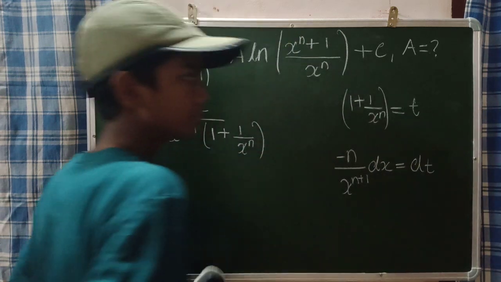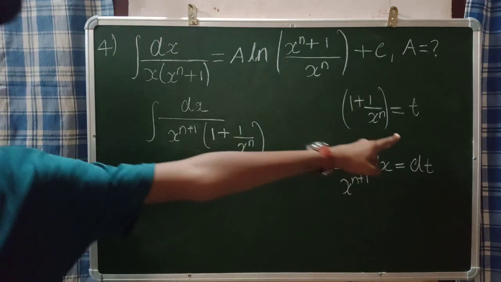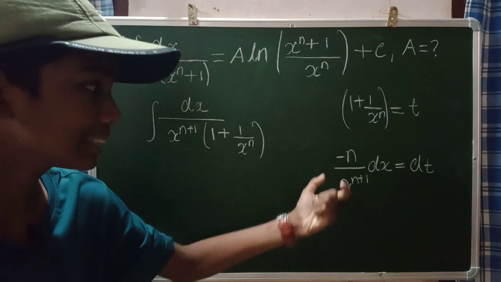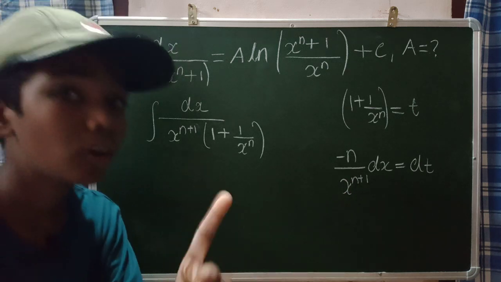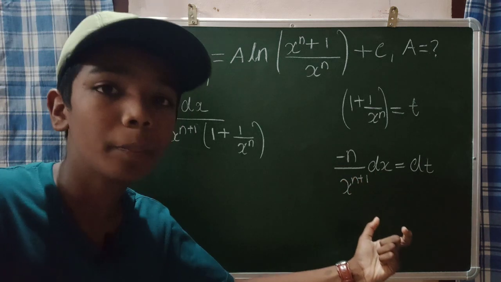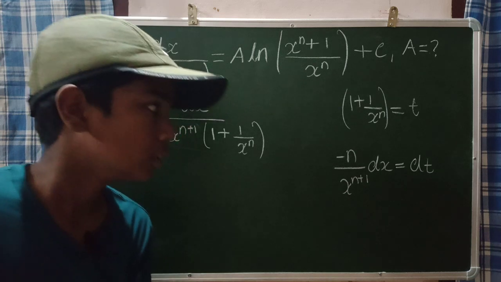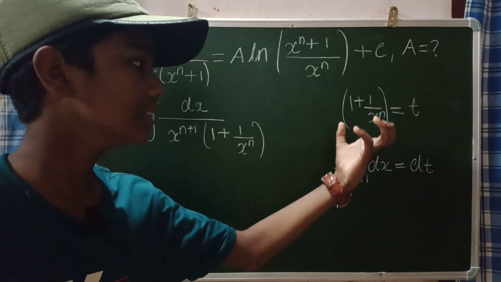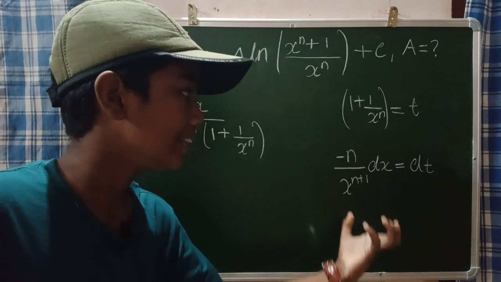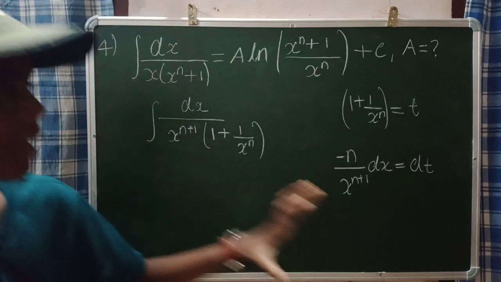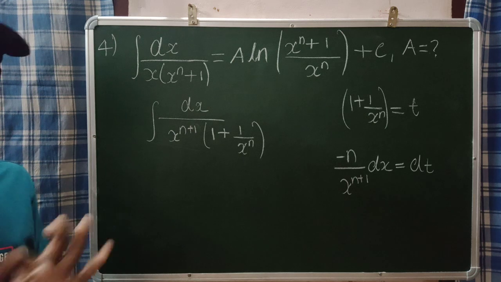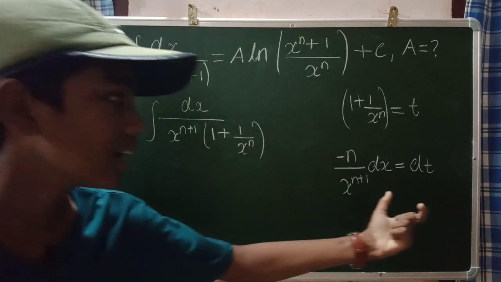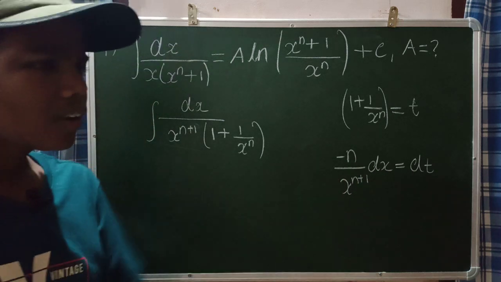Correct now? If (1 + 1/x)^n is equal to t, that means dt will be nothing but the differentiation of this, which is minus n divided by x^(n+1), and then dx should be multiplied. So this will be your dt, because dt is the differentiation of this. Now I know the value of the substituted t, which is this expression, and the dt's value, which is this expression.